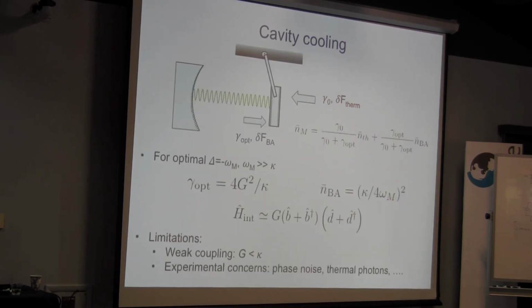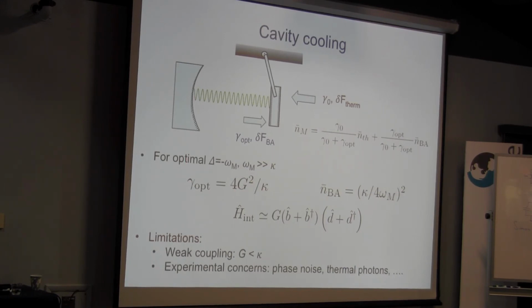And again, just some nice expressions to have in your back pocket for this kind of physics. In this optimal regime, we've got the perfect detuning of the laser, minus omega m. That mechanical frequency is much bigger than the line width of your cavity. How big is this damping rate? It just goes like this dressed, many photon optomechanical coupling G, big G squared, divided by the cavity damping rate. And again, here's that expression for the effective temperature. So that's cavity cooling.